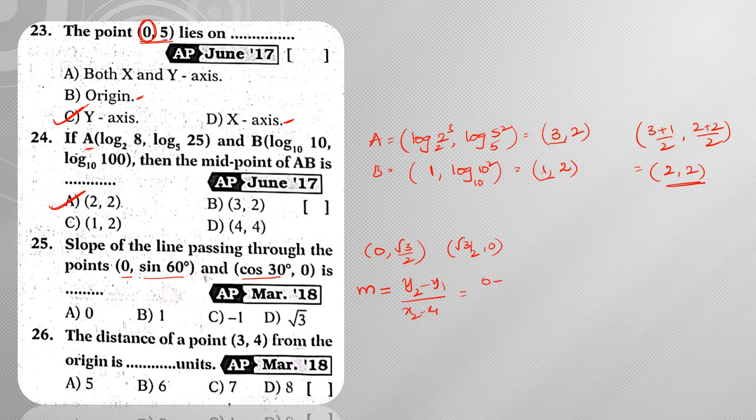So based on this, y2 minus y1 means 0 minus root 3 by 2, by x2 minus x1, which means root 3 by 2 minus 0. Now if you observe carefully, 0 minus root 3 by 2 is minus root 3 by 2, by root 3 by 2 minus 0 which is root 3 by 2. So both will cancel, minus 1 times, hence the answer is minus 1. Next, the distance of the point 3 comma 4 from the origin. From origin means you can directly apply this distance formula, x square plus y square under square root. So it can be written as root over 9 plus 16, which is root 25. So the square root of 25 is 5. Hence the answer is 5 units.